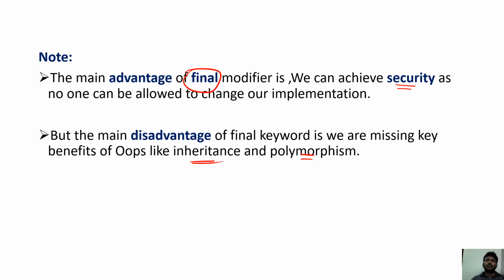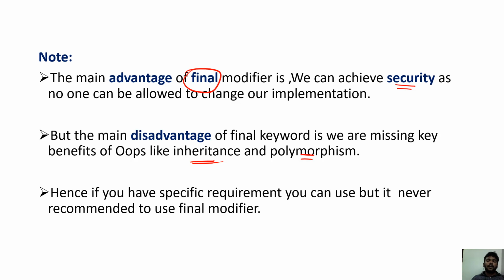So the main disadvantage is what? The main disadvantage of the final keyword is that we are missing key benefits of object-oriented principles like inheritance and polymorphism. Hence, if you have a specific requirement, you can use it, but it is never recommended to use the final modifier. Why it is not recommended: because we are missing the benefits of object-oriented principles like inheritance and polymorphism. This is about the final keyword in Java.